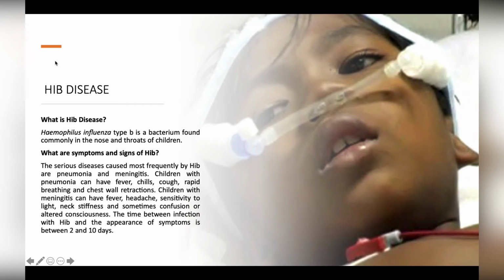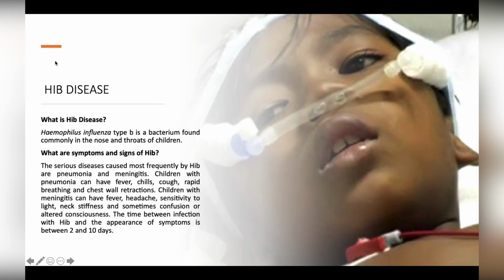Hib disease. What is Hib disease? Haemophilus influenzae type B is a bacterium found commonly in the nose and throats of children. What are the signs and symptoms of Hib? The serious diseases caused most frequently by Hib are pneumonia and meningitis.